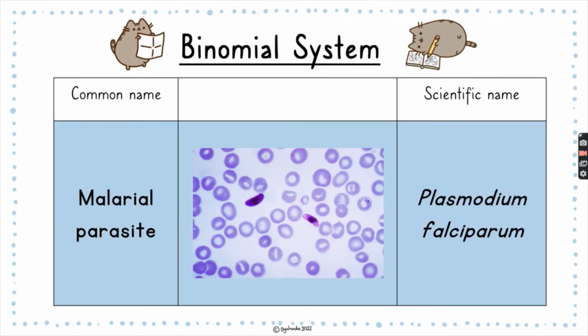Another example is malarial parasite. These guys right here are the parasites, and they are actually infecting red blood cells right now. You can see a circle with an empty spot in the middle that shows that they don't have a nucleus, and your red blood cell is specialized in that way. The scientific name for a malarial parasite is Plasmodium falciparum.